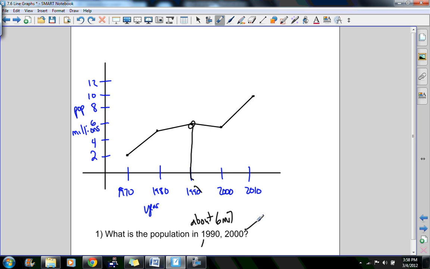Okay, and then we look at 2000, same thing. Here's our point. We go right about there. That looks like it's about, I'd say 5.8 million. But all we're doing is reading the line graph, reading the points, and seeing the connections between them. Okay?